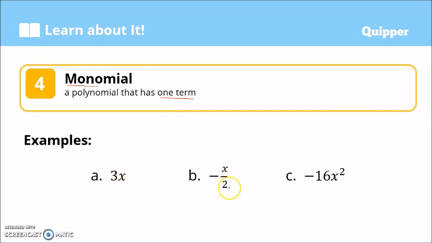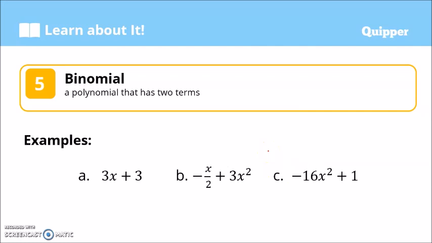Negative x over 2. This is a polynomial because there is no variable in the denominator. Okay? So, negative x over 2, negative 16x squared. These are monomials, so they have only one term. When there are two terms, we call that a binomial. Example, 3x plus 3. This is the first term and the second term, 3x and 3. Two terms, so it is called a binomial.